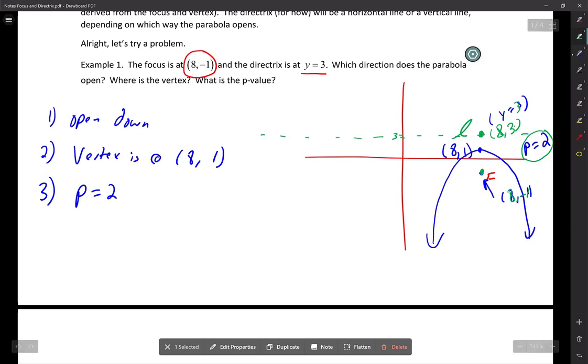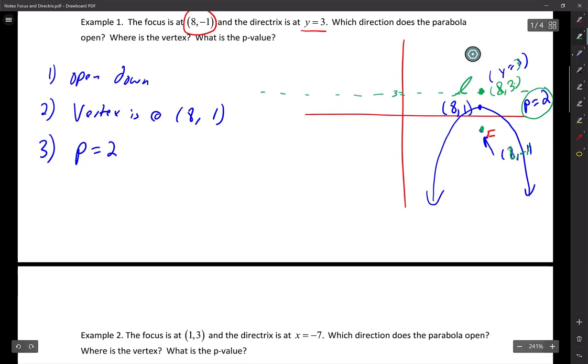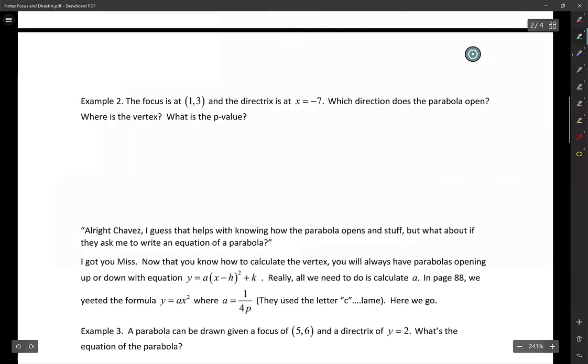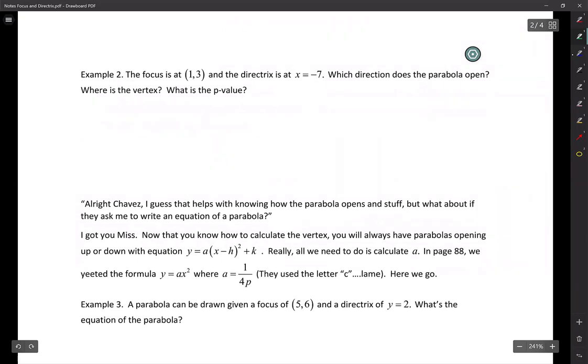Did that make sense? Yes. Okay, we're going to give you more practice. Don't worry, we're not going to throw you to the wolves. Is that even a thing? Okay, sorry. All right, here we go.